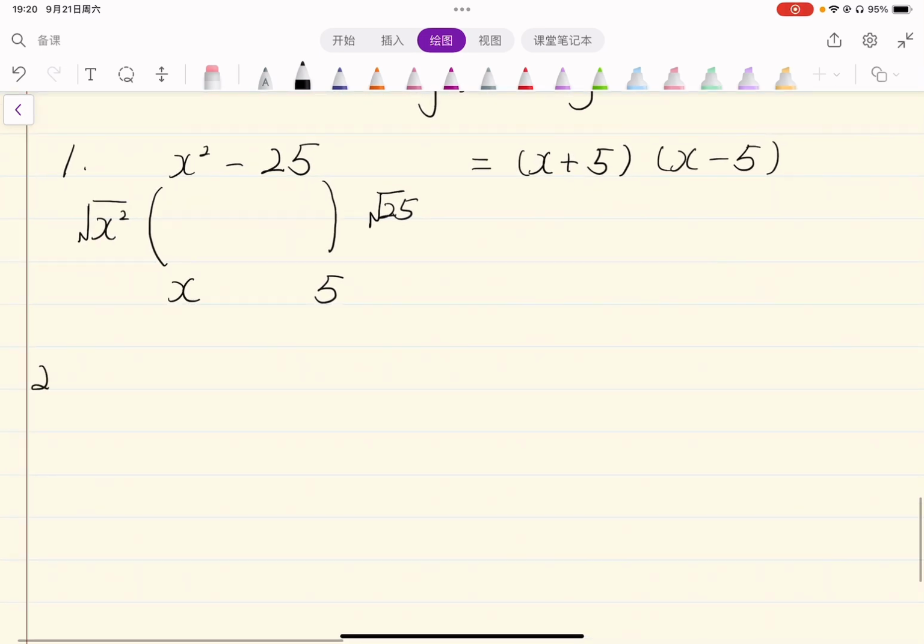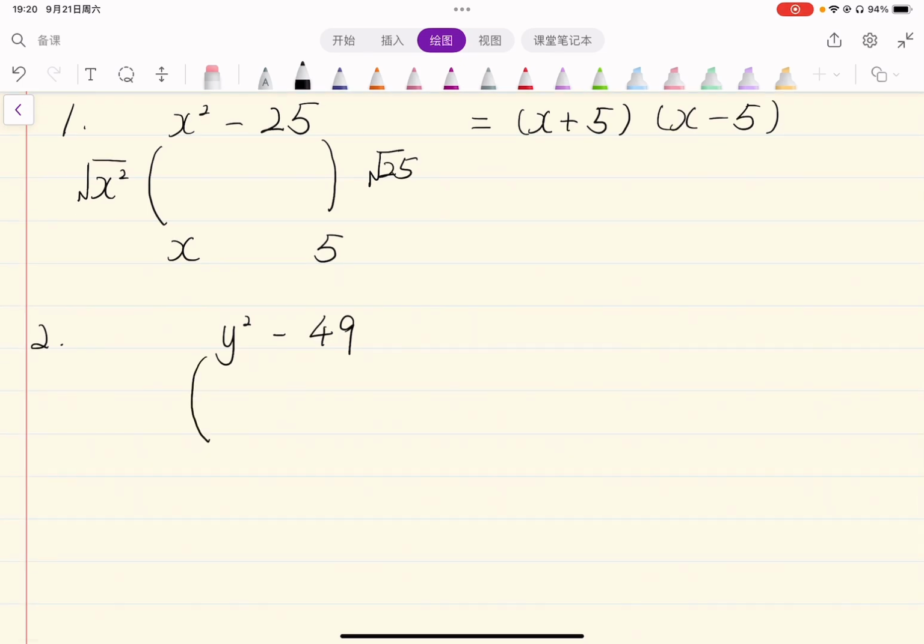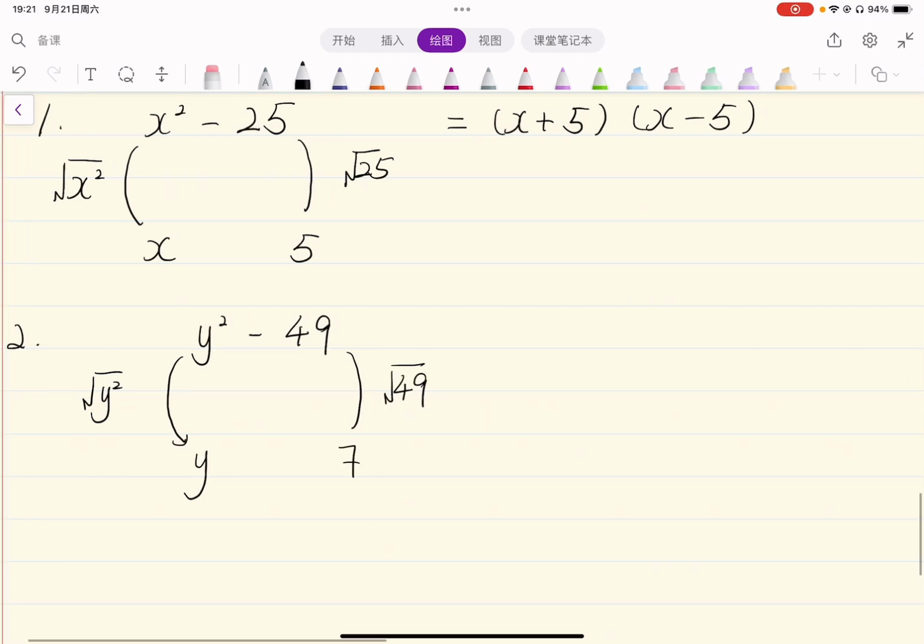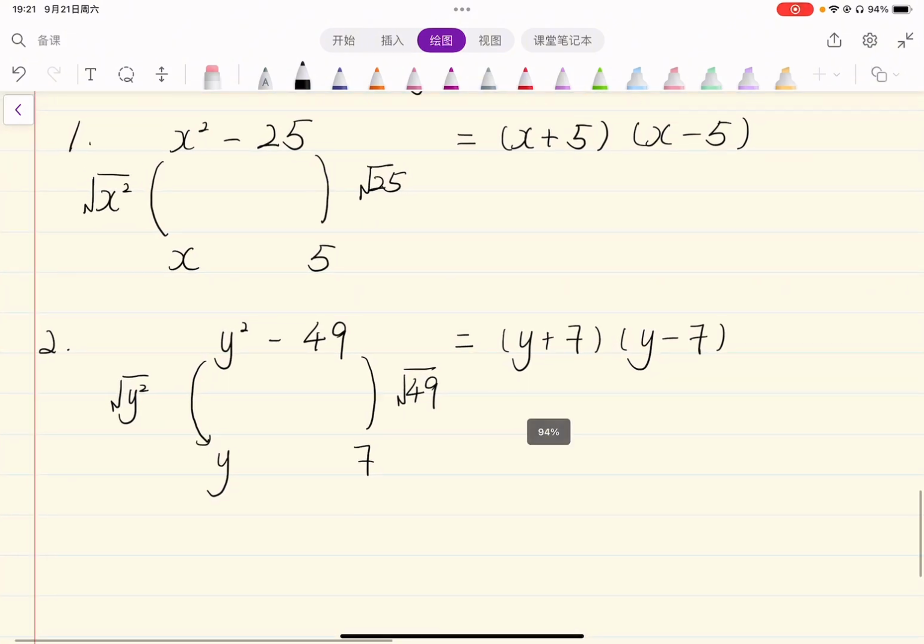Let's do another one, y squared minus 49. So what we need to do is take the square root of y squared. What do we get? We get y. And the square root of 49 is 7. So we can write y squared minus 49 equal to y plus 7 times y minus 7. Right?